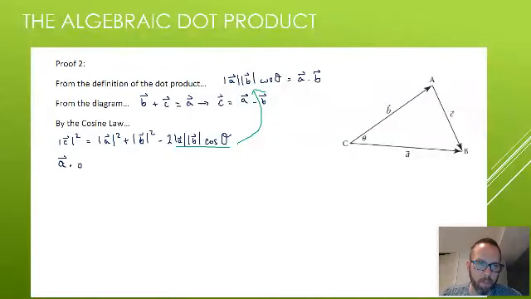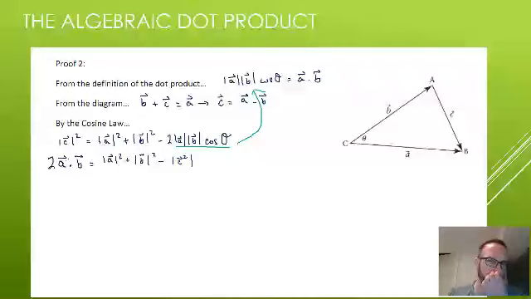So we get A dot B equals the size of A squared plus the size of B squared minus the size of C squared, all over 2. Actually, that's 2 times the dot product. All I've done here is replace AB cos theta with A dot B and do some rearranging. Let's look at the right side and how that simplifies.